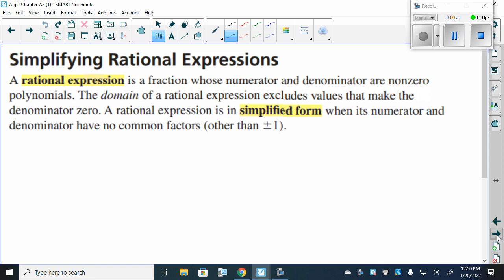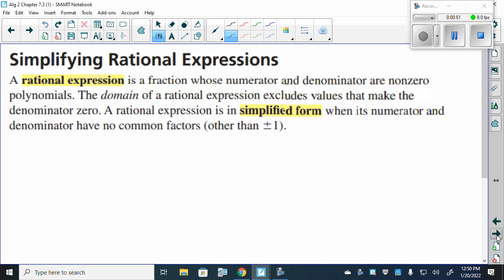All right, guys, so what we're talking about today is simplifying and multiplying rational expressions. We're going to finish with multiplying today, and we will talk about it tomorrow as well.